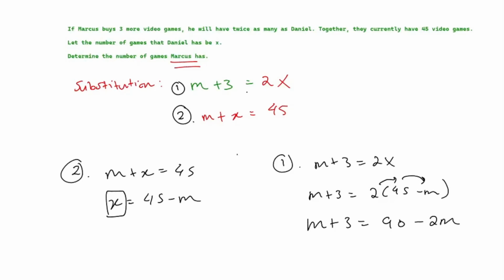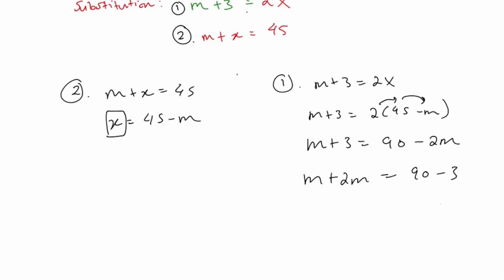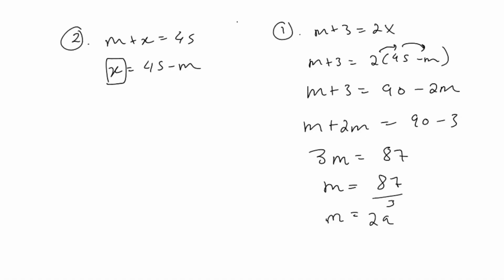Now what are we going to do? Now if I was to move this, it would become M plus 2M equals 90 minus 3, right? This is isolating for numbers on one side and variables on the other. So we're going to get 3M is equal to 90 minus 3, which in this case is 87. So therefore M is going to be equal to 87 divided by 3. And 87 divided by 3 gives us a whole number of 29. So therefore, we can state that Marcus has 29 video games.